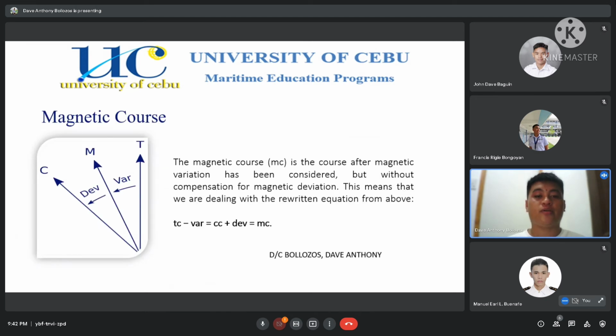So the magnetic course. The magnetic course is the course after magnetic variation has been considered, but without compensation for magnetic deviation. This means that we are dealing with a rewritten equation from above: true course minus variation equals compass course plus deviation, which is equal to magnetic course, or MC.